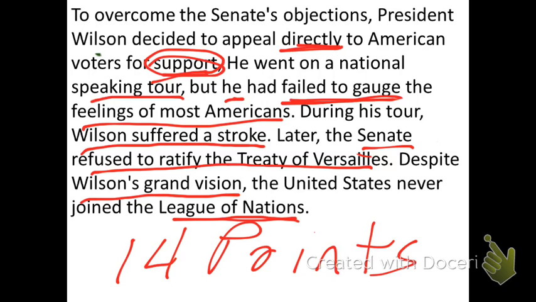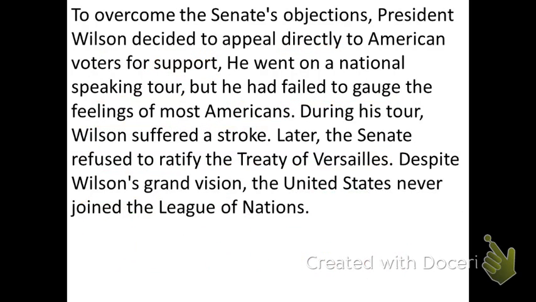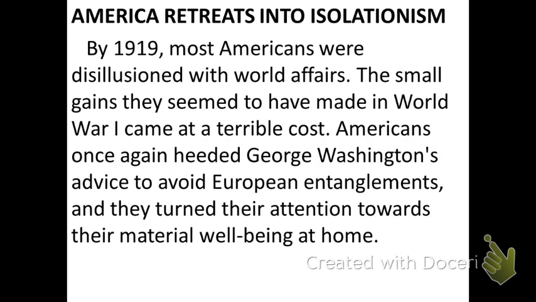in spite of all of that, the United States, and let me use a nice big bold color here, the U.S. never joined the League of Nations. So, what do? We retreat back into isolation.